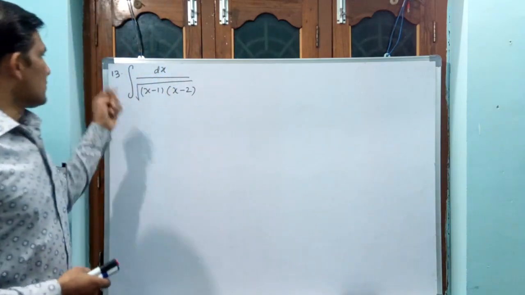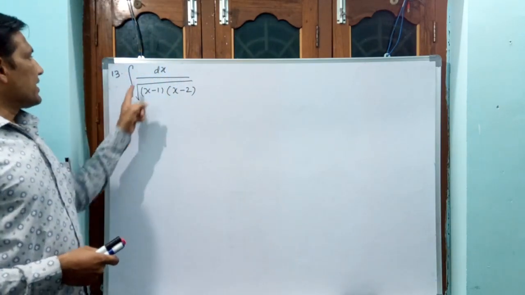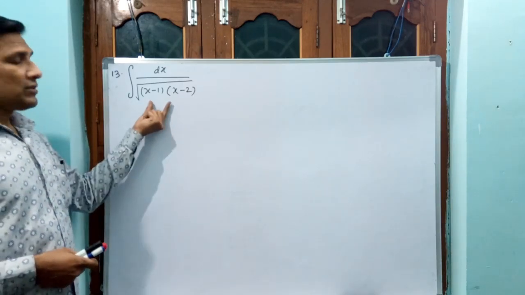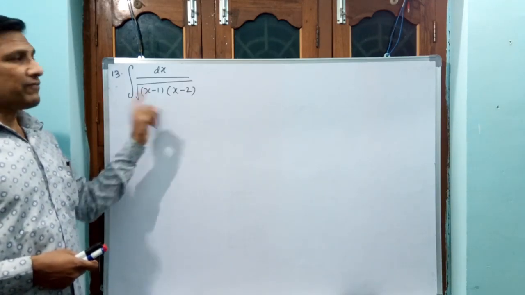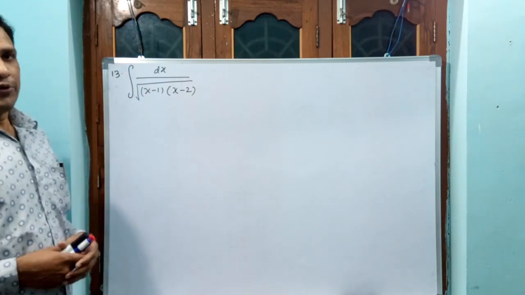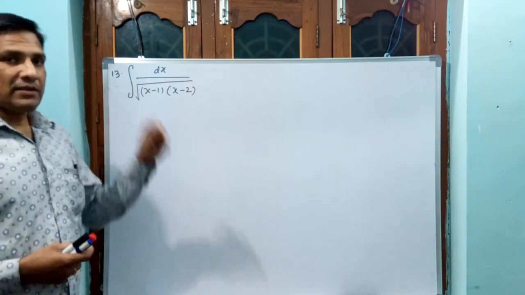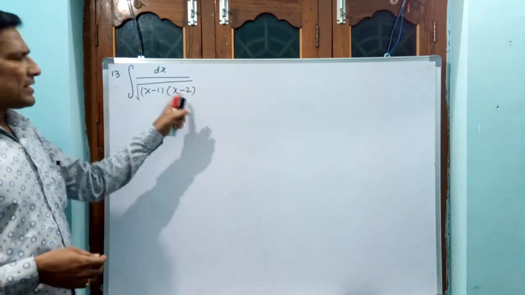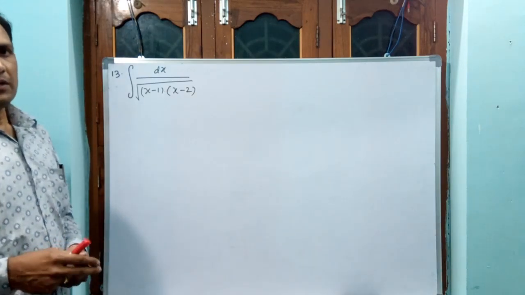See question number 13: integral dx by square root of (x minus 1)(x minus 2). You see, this is also a quadratic expression, but it is in factors form. This form we don't require, because we want another form. How to convert this? Easily we can convert. First, let us convert this into a normal quadratic expression.